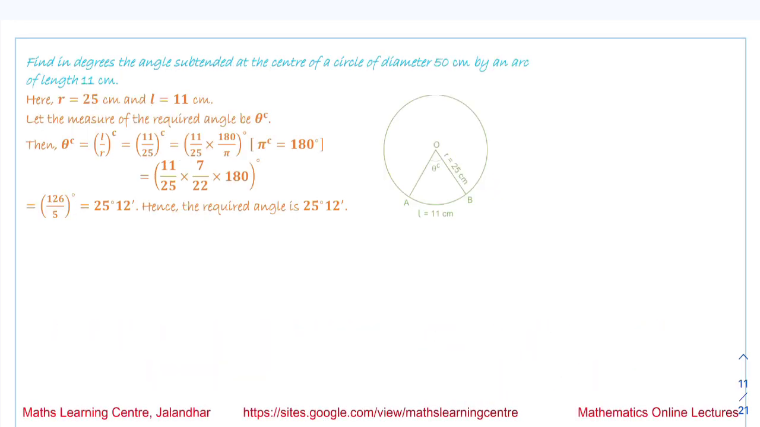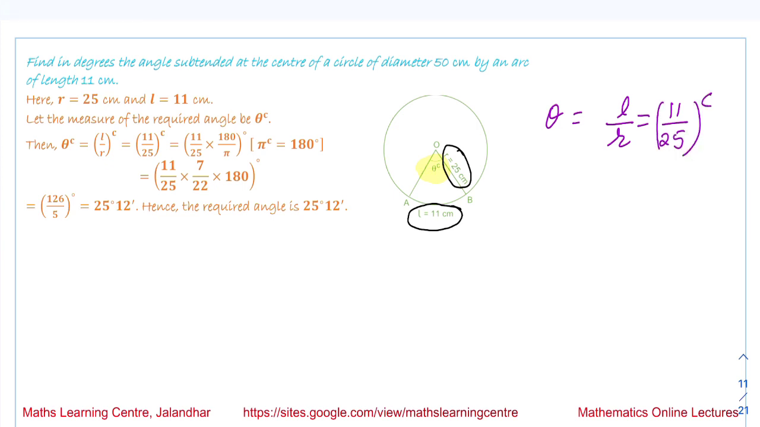Next is, find in degrees the angle subtended at the center of a circle of diameter 50 centimeter by an arc of length 11 centimeter. So the length of this arc is 11 centimeter. The radius is given to be 25 centimeter. Suppose the angle it subtends at the center is theta. Then we know that theta is equal to L over R. The answer comes out to be 11 by 25 radians. We have to convert it to degrees.